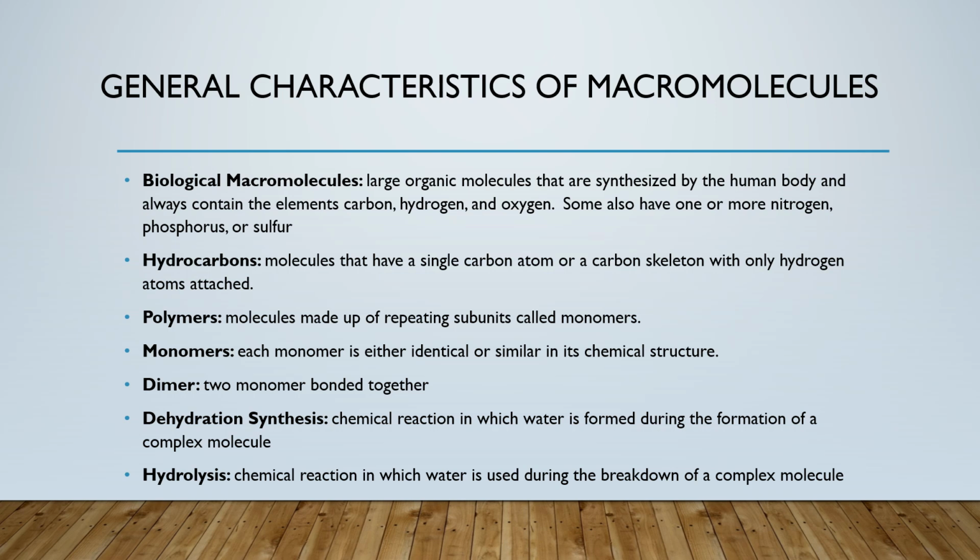Polymers are molecules made up of repeating subunits called monomers. Monomers are the individual subunits of a polymer. Each monomer is either identical or similar in chemical structure. A dimer is two monomers bonded together.